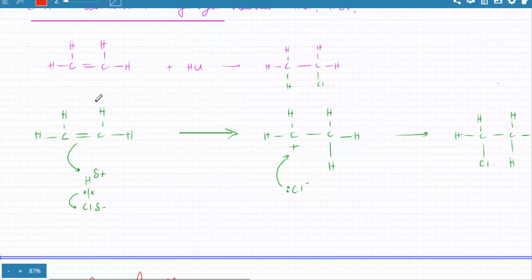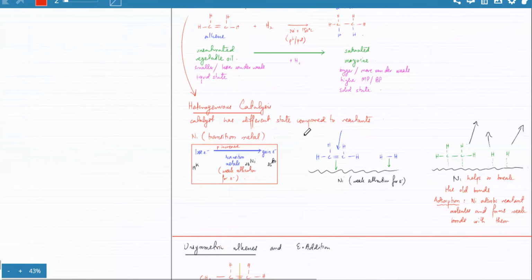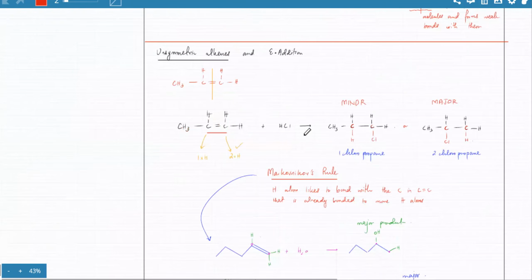So the mechanism of the reaction was that there was a double bond, and the electrons would get attracted to the positive electrophile, which is H positive in this case, and a carbocation would be formed. Now, what does that have to do with Markovnikov's rule? And we're going to understand why this happens.